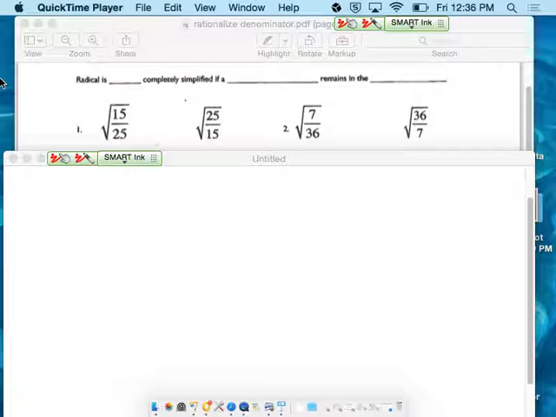This video will talk through the skill of rationalizing the denominator. A radical is not completely simplified if a radical, meaning a square root symbol, remains in the denominator. So this video is just going to show you how to take these expressions and manipulate them so that the denominator is a rational number as opposed to an irrational number.